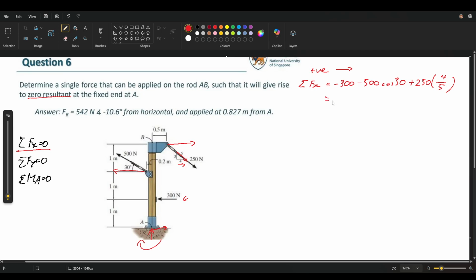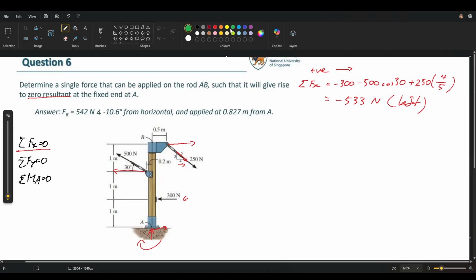Equate this. What is the resultant? Let me press my calculator. You get negative 533 newtons. This negative doesn't matter. It basically just means that my resultant force is acting in the left direction. Okay, let's go and put left.